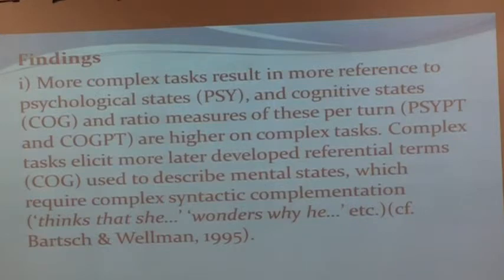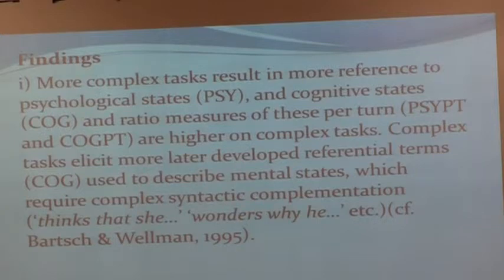And so I was looking at the effects of intentional reasoning on these indices, and here are the results. And I'll show you a table in a minute. More complex tasks result in more reference to psychological states, which is what we expect, right? The more intentional reasoning, the more you refer to psychological states, like think, know, want, believe, whatever. Psychological states would be emotional states, like angry, physiological states, like hot, and desire states, like want. And cognitive states are think, know, wonder.